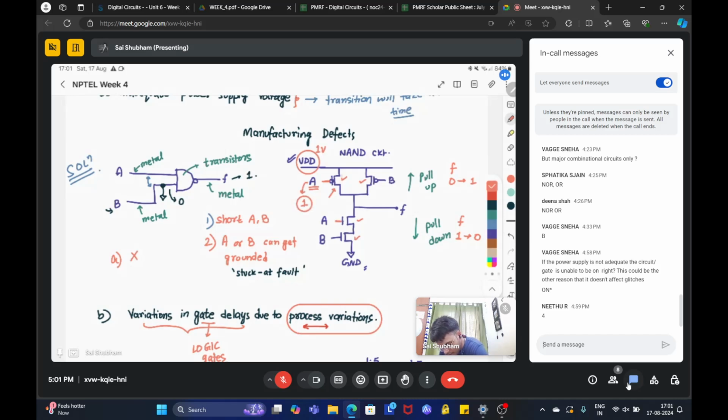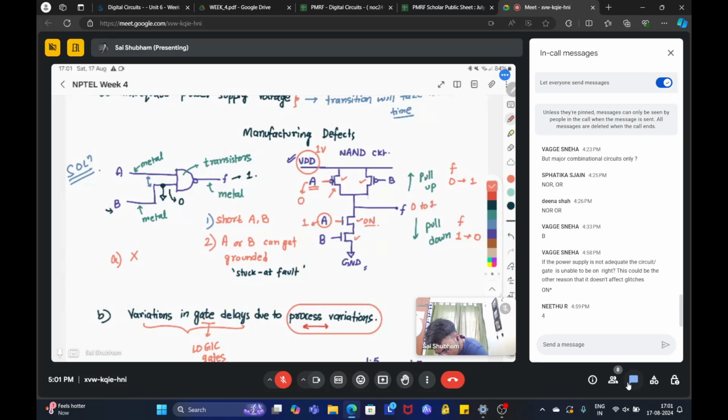So this can be 1. And if this is 1 volt, what will happen is that this gate will be on, right? But here this is a NAND gate, right? So in order to do a pull up, let's analyze again. I have to make a transition of F from 0 to 1.